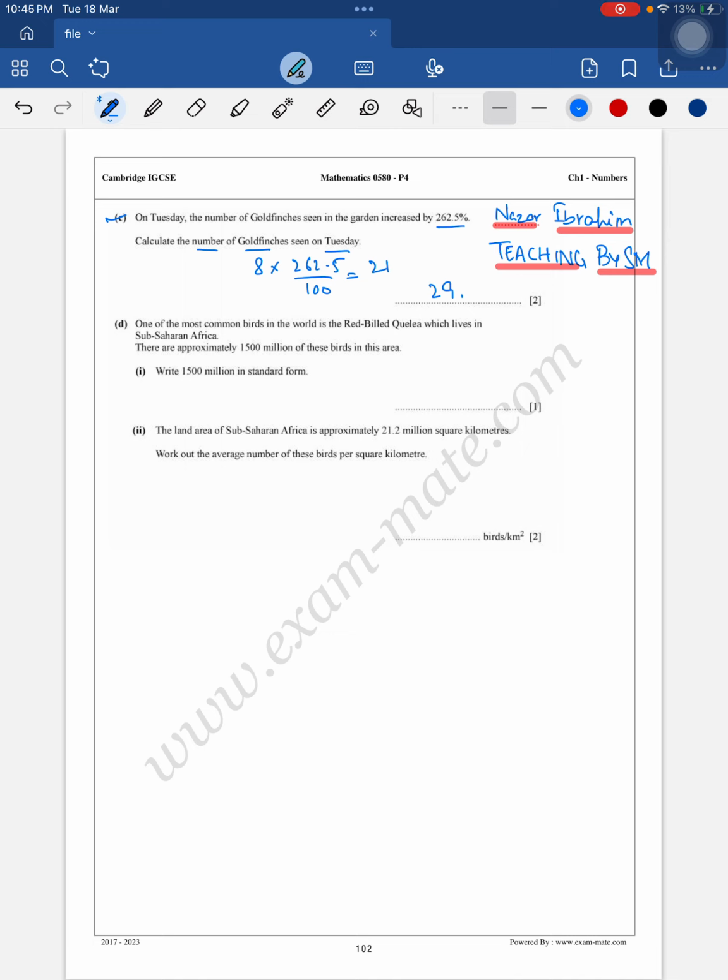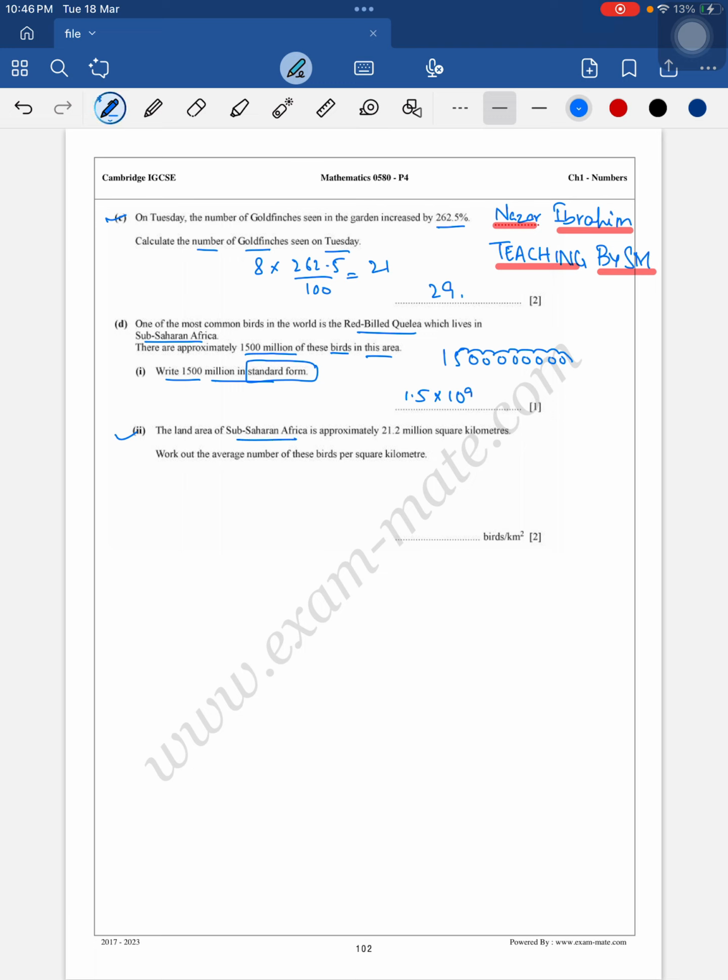Part D: one of the most common birds in the world is the red-billed quelea, which lives in sub-Saharan Africa. There are approximately 1,500 million of these birds in this area. Write 1,500 million in standard form. 1,500 million means 1,500 and then million means 6 zeros. Now in standard form, that is 1.5 exponent 9.